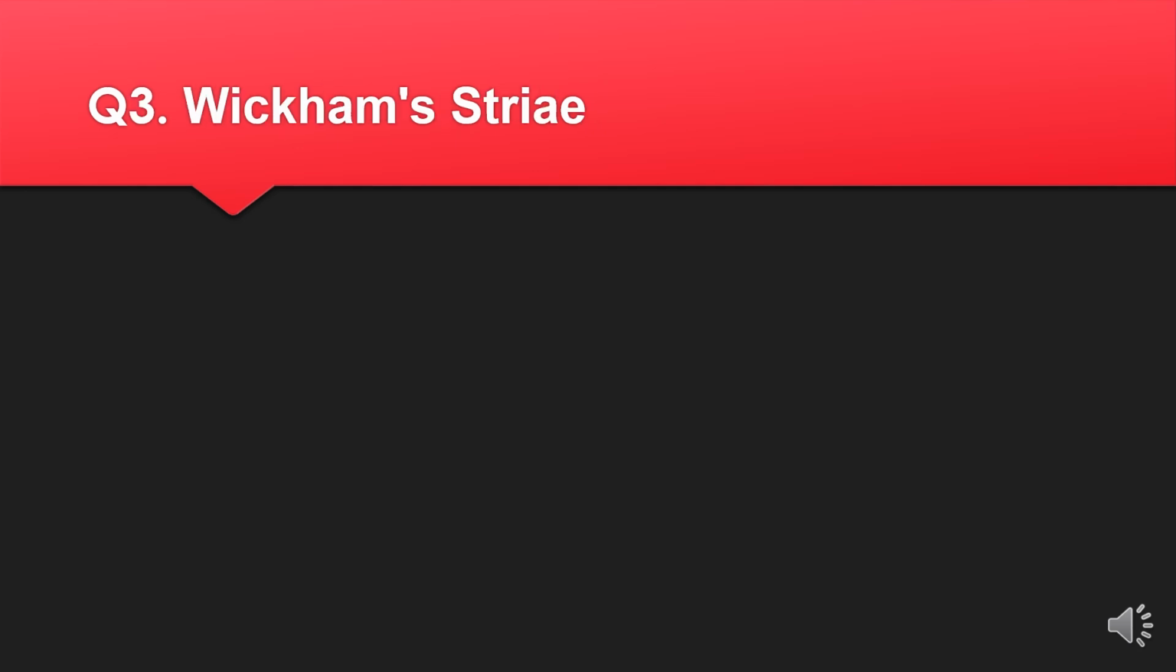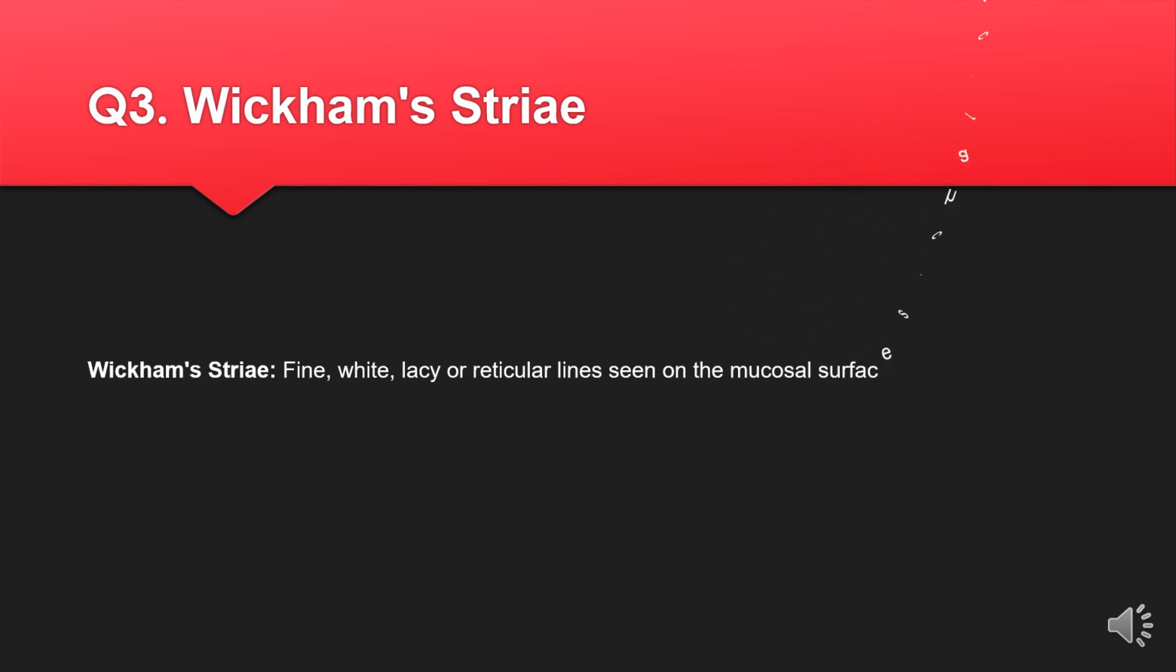Third question is Wickham's stria. They are fine white lacy or reticular lines seen on the mucosal surfaces, characteristic of lichen planus.